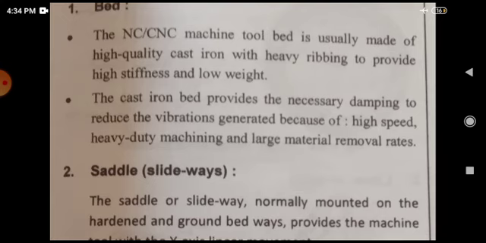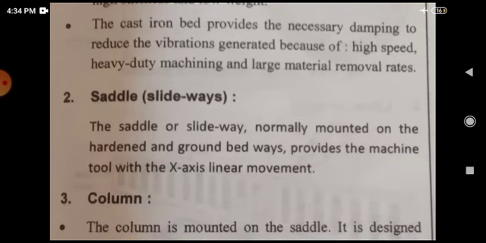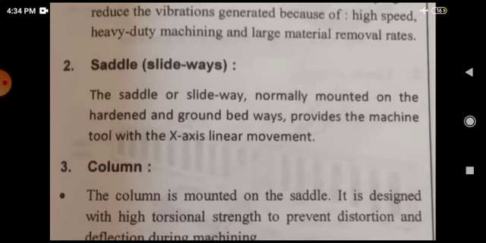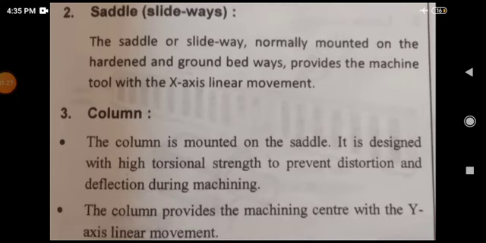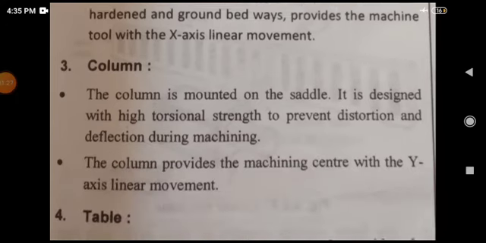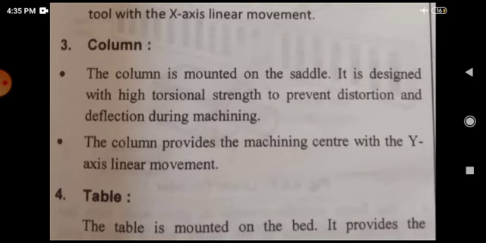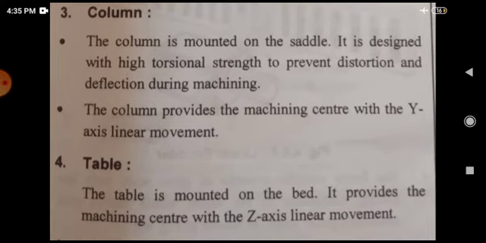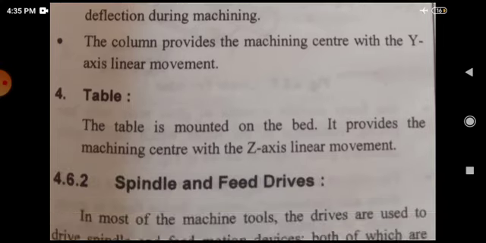Next one is saddle. The saddle or slideways, normally mounted on the hardened and ground bedways, provide the machine tool with the x-axis linear movement. The column is mounted on the saddle. It is designed with high torsional strength to prevent distortion and deflection during machining. The column provides the machining center with the y-axis linear movement.